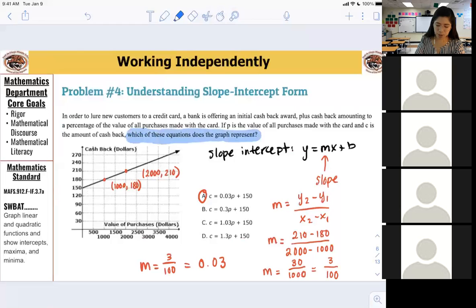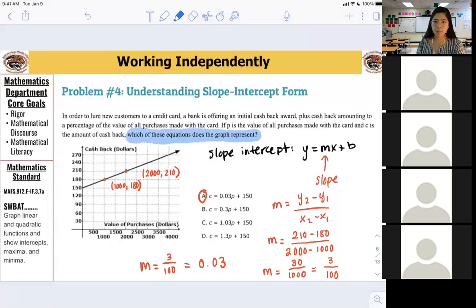Always make sure you highlight, underline the actual question, because everything else in that problem did not help me. I didn't need to read all of that. All I need to know is which equation matches. And I know how to do that. All I have to do is make sure that the slope matches and that the y-intercept matches.